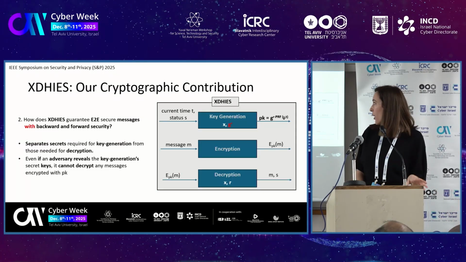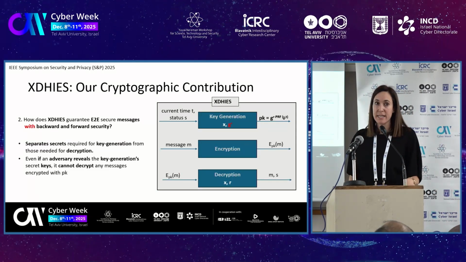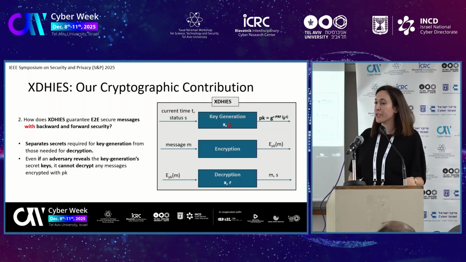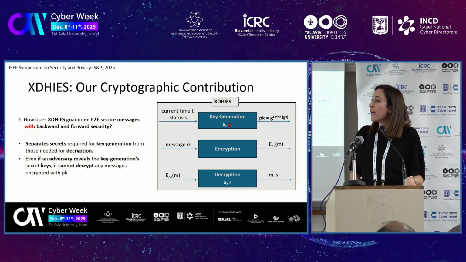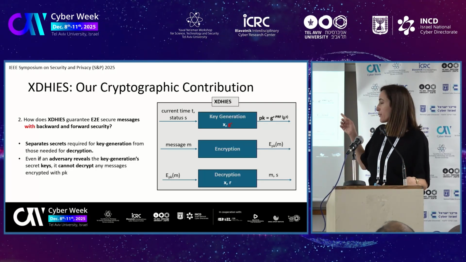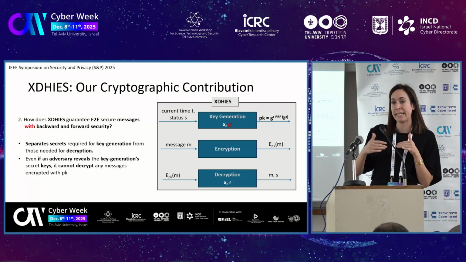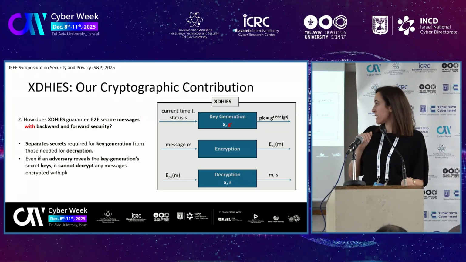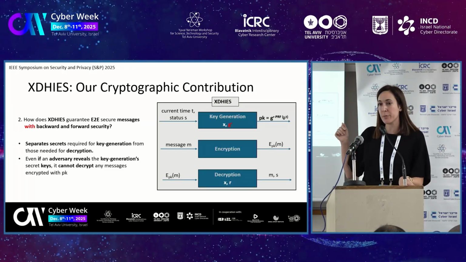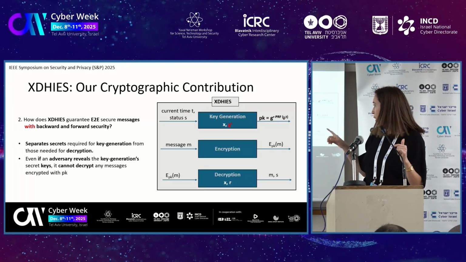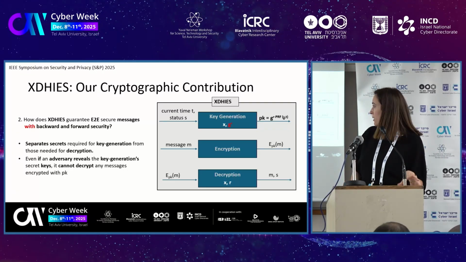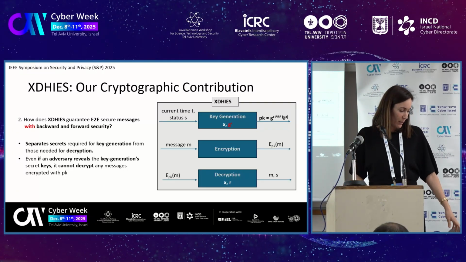The second thing that our XDHIS guarantees is a backward and forward security for the observer's message, and how we're going to do it? We're going to do it in the following way. Our XDHIS separated the secret keys that are needed for the key generation from those who are needed for the decryption. In such a way, even if an adversary reveals the secrets of the key generation, he does not reveal the secrets of the decryption. Therefore, he cannot decrypt all the messages that were encrypted using this public key.